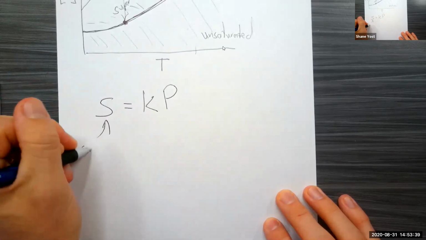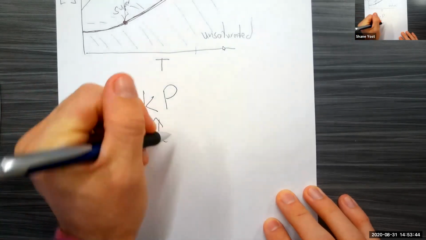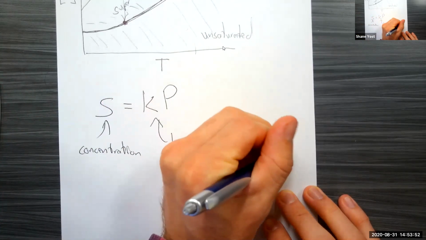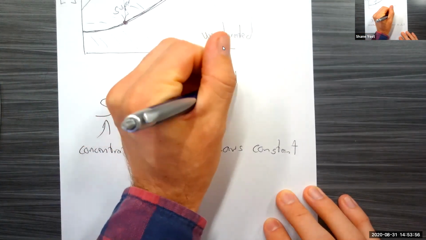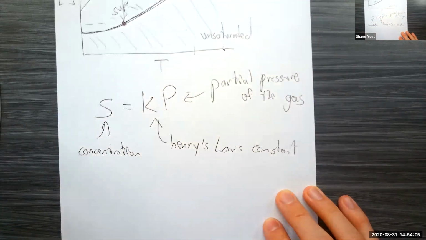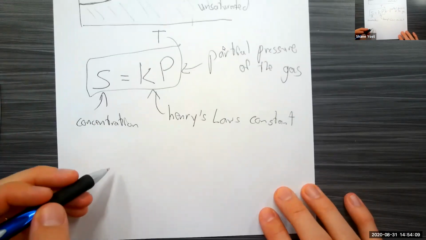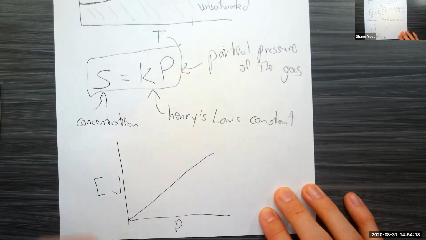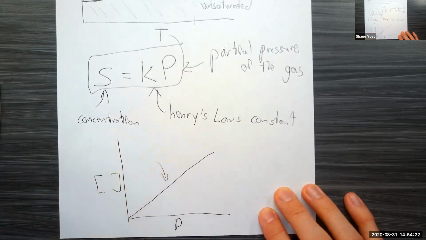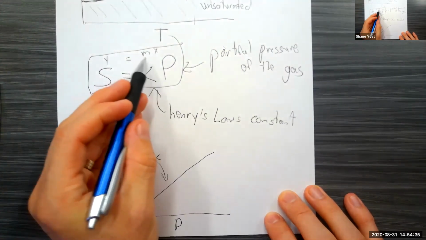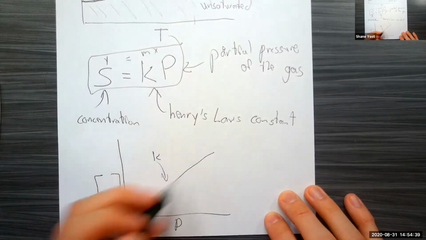So this is your concentration, this is your Henry's law constant, and P here is the partial pressure of the gas. So this is a linear relationship. If you plot the pressure of the gas versus its concentration, you will get a straight line where the slope of that line is equal to K. This is the equation for a straight line, y equals mx, and here's the slope. So the slope of this line is K.